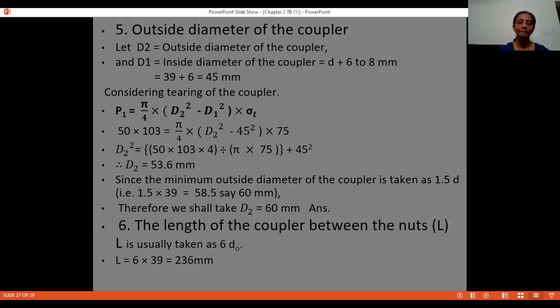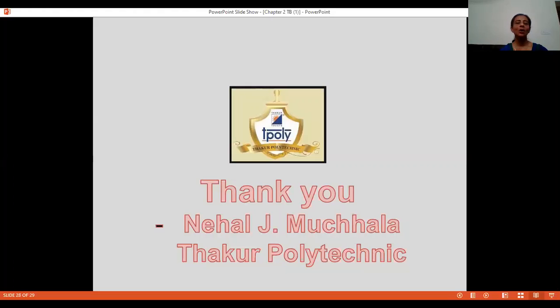Last step is an empirical relationship, that is length of the coupler is taken as 6 times DO. So it is 6 into 39, so it is 236 millimeter. And these are all the steps for the numerical of turnbuckle.